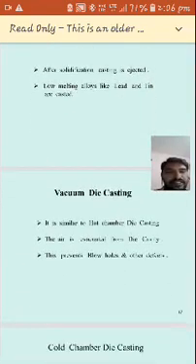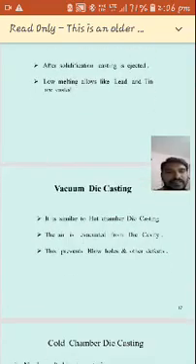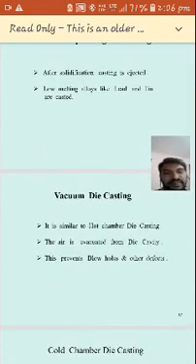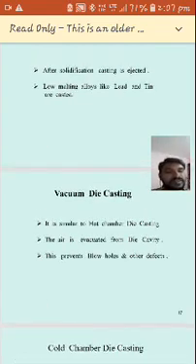And the next one is vacuum die casting. Vacuum die casting is similar to hot chamber die casting. The air is evacuated from the die cavity. This prevents blowholes and other defects. It is just like hot chamber die casting, but the air is evacuated from the die cavity, so blowholes and other defects are minimized by using this vacuum method.